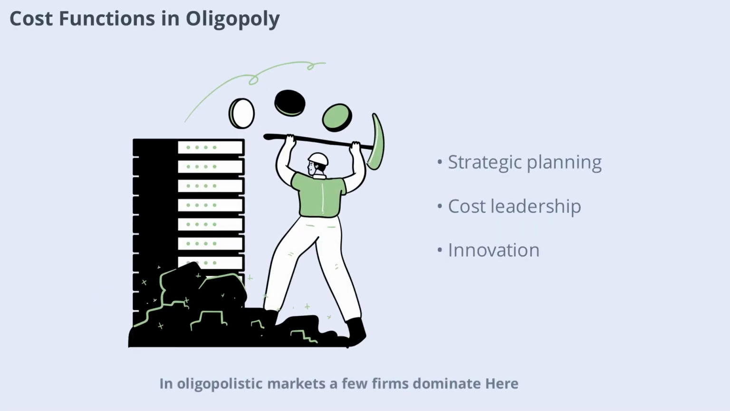In oligopolistic markets, a few firms dominate. Here, cost functions help firms anticipate rivals' moves and plan strategies. Cost leadership can be a powerful competitive weapon, allowing a firm to undercut competitors or invest in innovation. Understanding costs is essential for strategic decision-making in these complex markets.